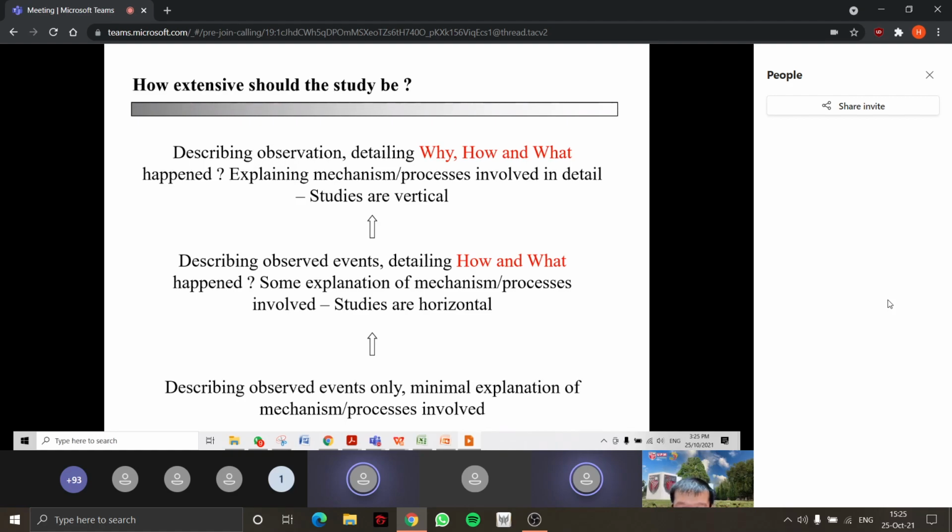Now, this tier-based diagram will tell you what is expected for a bachelor's degree, master's degree, and PhD. In a bachelor's degree, from the very bottom, you are describing observed events only, with minimal explanation of mechanisms. For a master's, you will be answering how and what. Studies are typically horizontal. For a PhD, the key difference is that you are exploring why. Studies are vertical, and the focus will be on mechanisms and processes.